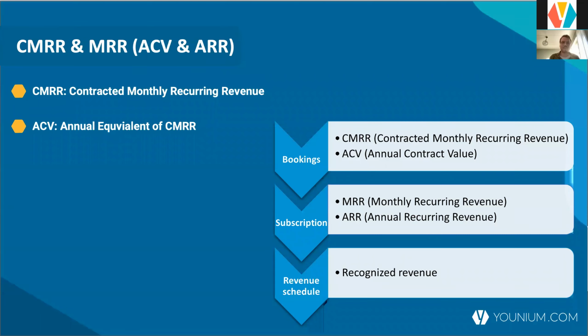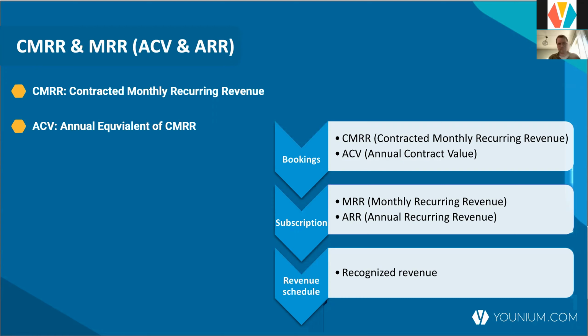While also, the annual equivalent of CMRR is ACV. You could say it is CMRR times 12. You can see here spelled out, annual contract value, right? So the CMRR on an annual basis.